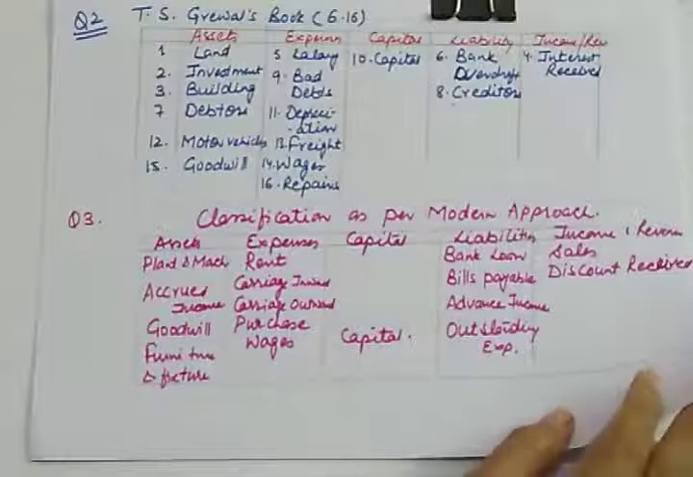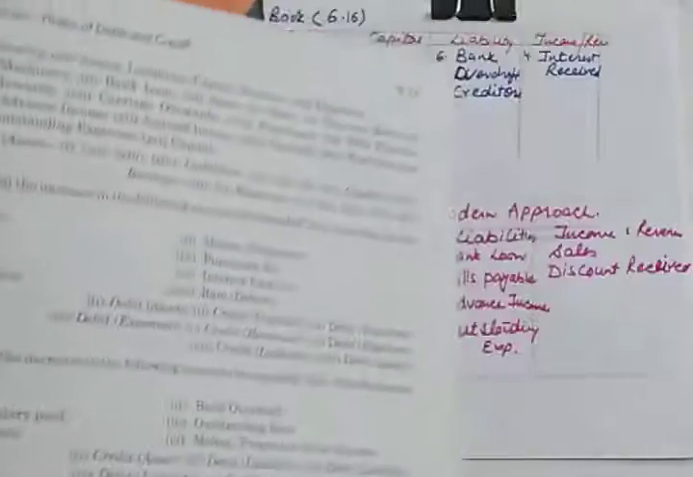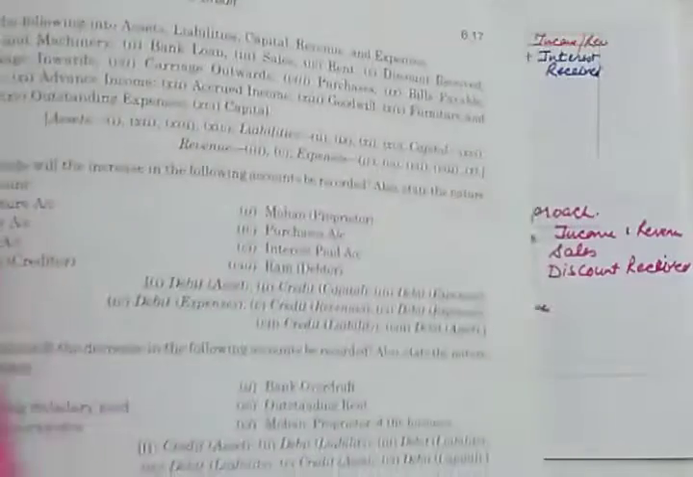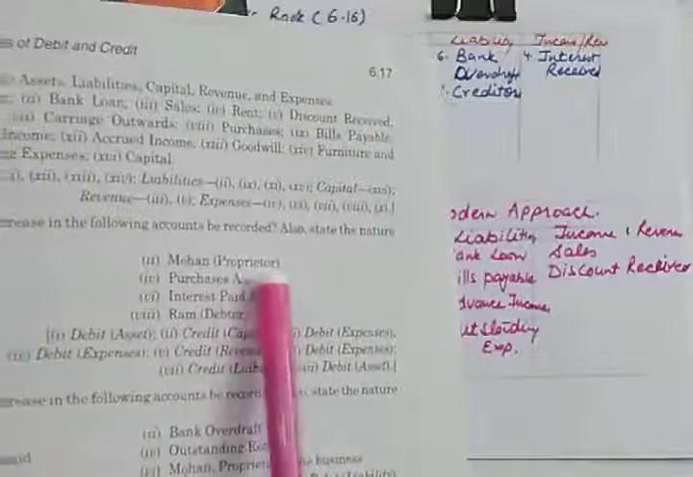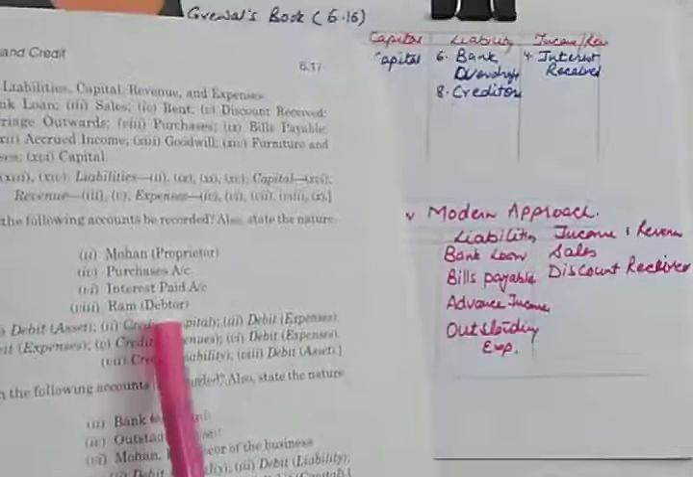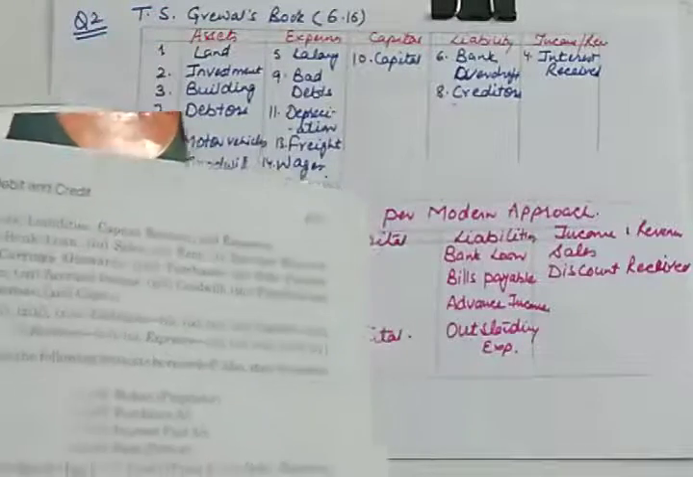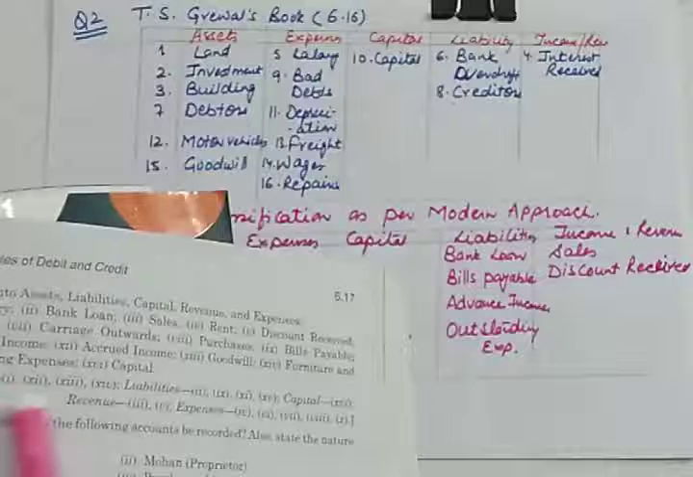Now let us do question number 4. You can see this question on your screen. On which side will the increase in the following accounts be recorded? Also state the nature of these accounts. Furniture, Mohan, owner, salary, purchase, sales, interest paid, Sohan and Ram is a debtor. Let us make 3 columns: first for these items, then their original balance, and then where we are going to record the increase.